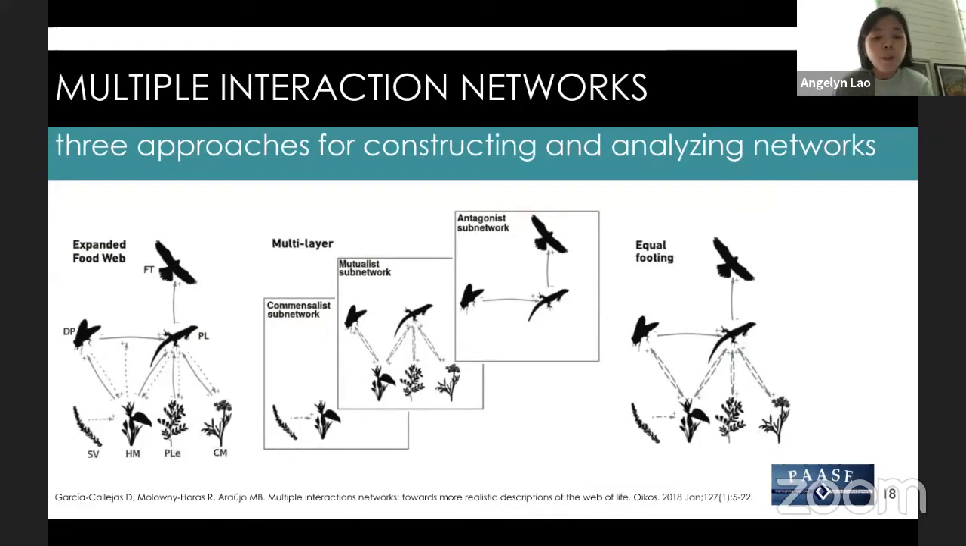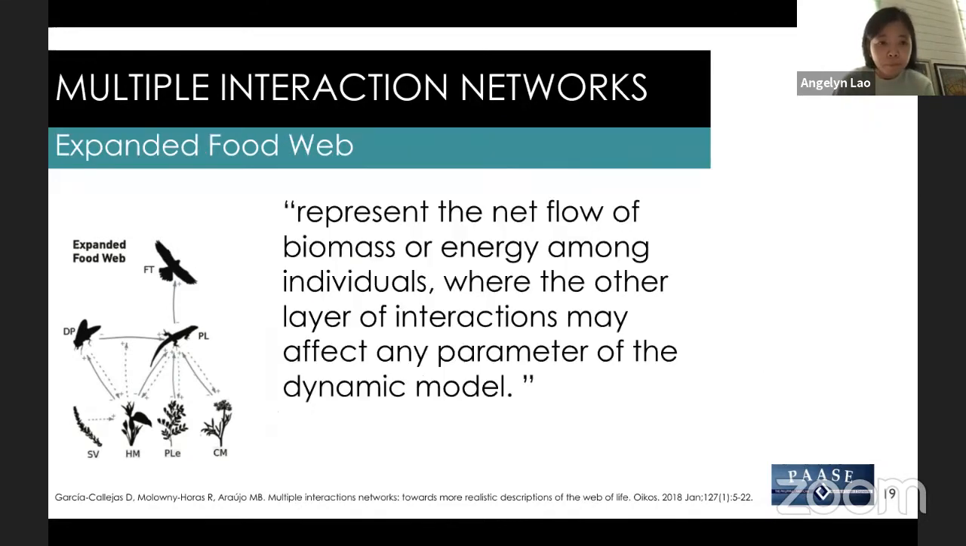So there are multiple types of interaction networks that can be considered for a more realistic description of food webs. So these are some of the three approaches that I will present. One is the expanded food web, multi-layer, and equal footing. So for expanded food web, these represent the net flow of biomass or energy among the individuals, where the other layer of interactions may affect any parameter of the dynamical model. So here you have two layers, the solid network or system and the system represented by the dashed lines.